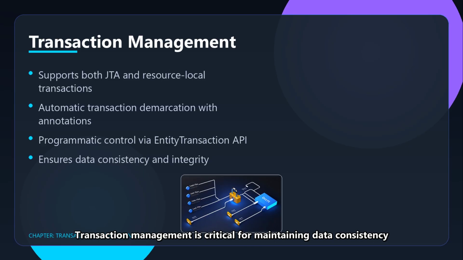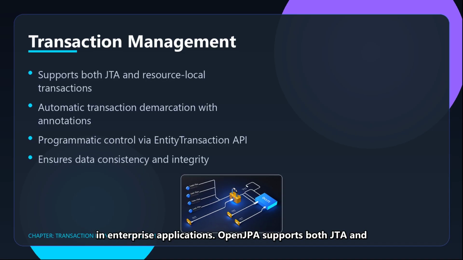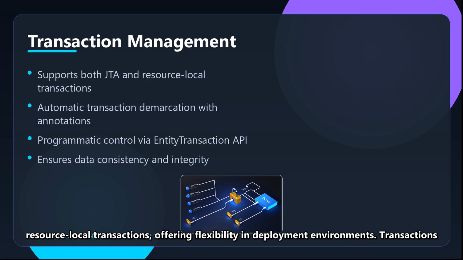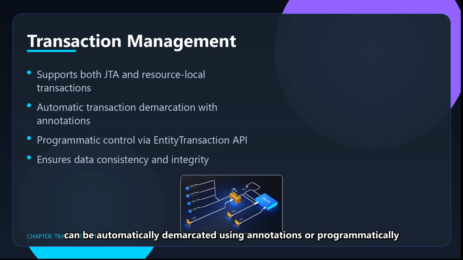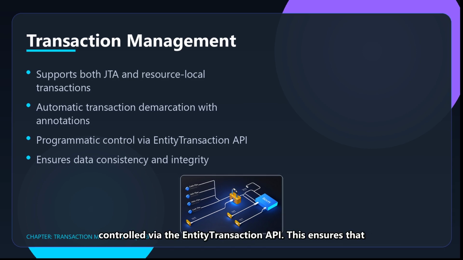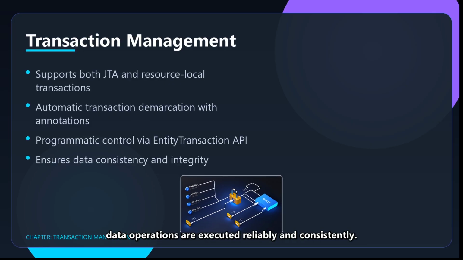Transaction management is critical for maintaining data consistency in enterprise applications. OpenJPA supports both JTA and resource-local transactions, offering flexibility in deployment environments. Transactions can be automatically demarcated using annotations or programmatically controlled via the Entity Transaction API. This ensures that data operations are executed reliably and consistently.